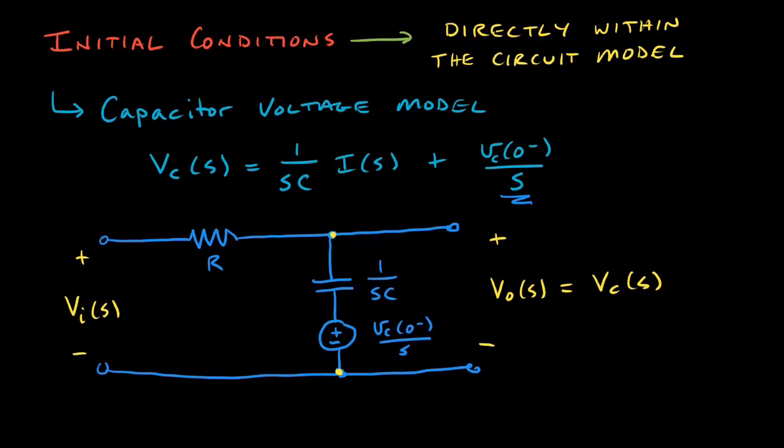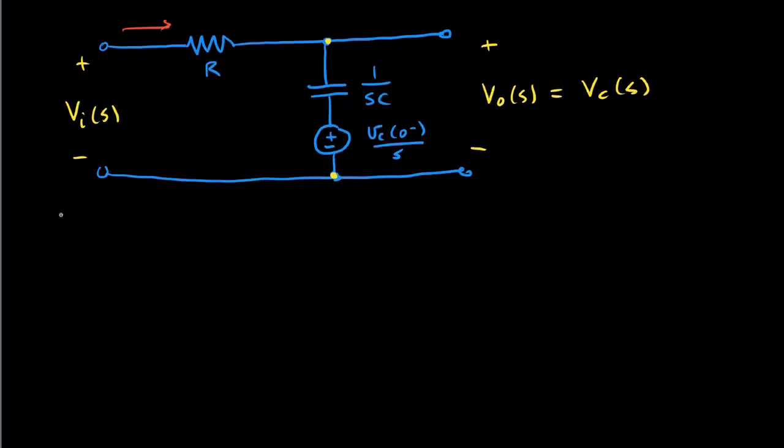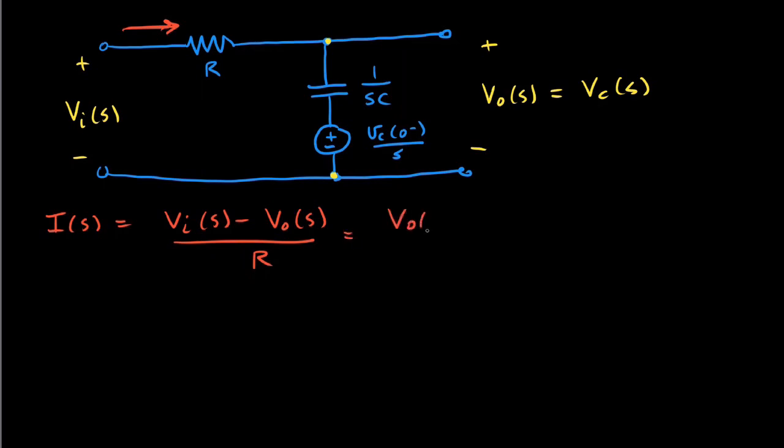So if we wanted to look at a current model, right, we know that the current flowing here is going to be VI of S minus V out of S divided by R. Okay, so if I want to write what the current is, I know it's going to be I of S equals VI of S minus V out of S over R. Again, no surprise. That's the current, like I marked up here, going through the resistor. And we also know that that has to equal V out of S, right?